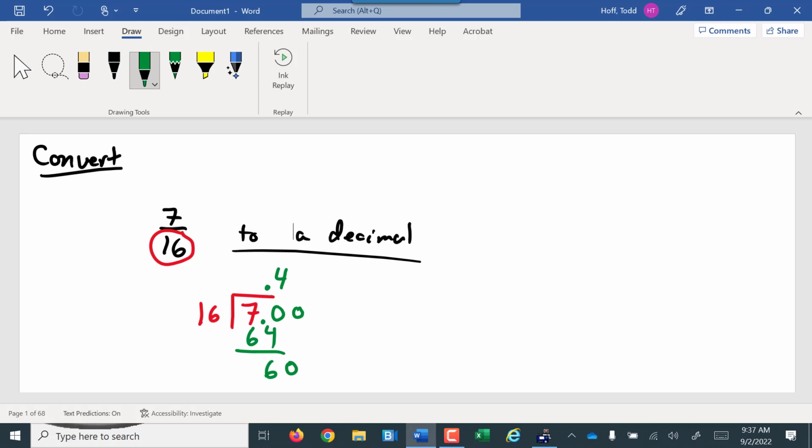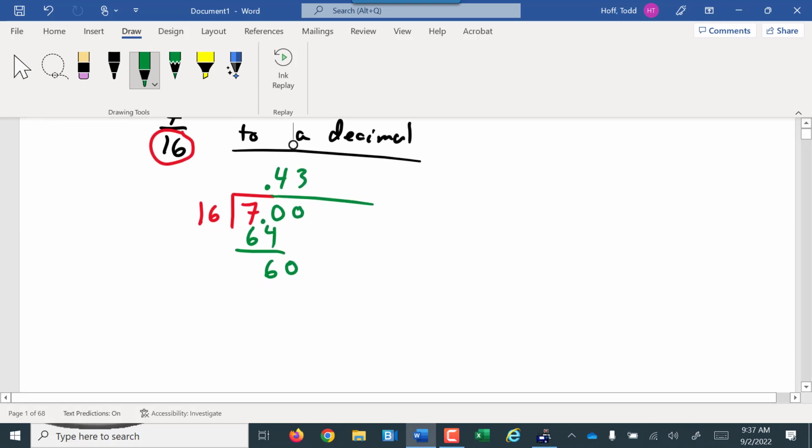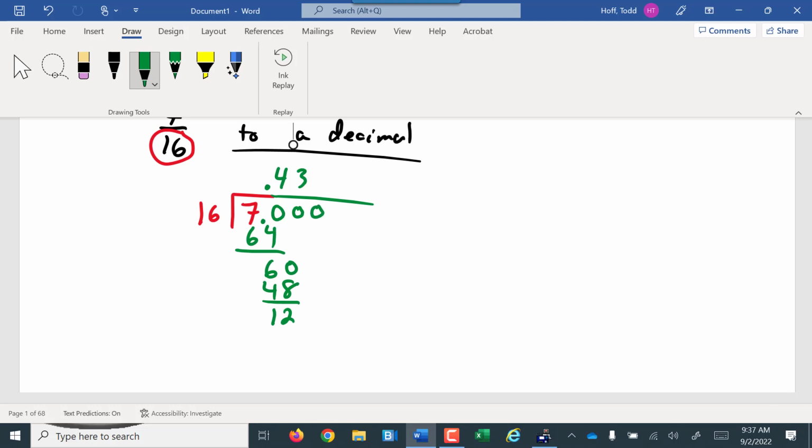So 16 goes into 60 how many times? 3. 3 times 16 is 48. So we subtract, we've got 12. We add another 0 and bring it down. 16 into 120 is a little more difficult. I think we can actually get 7.